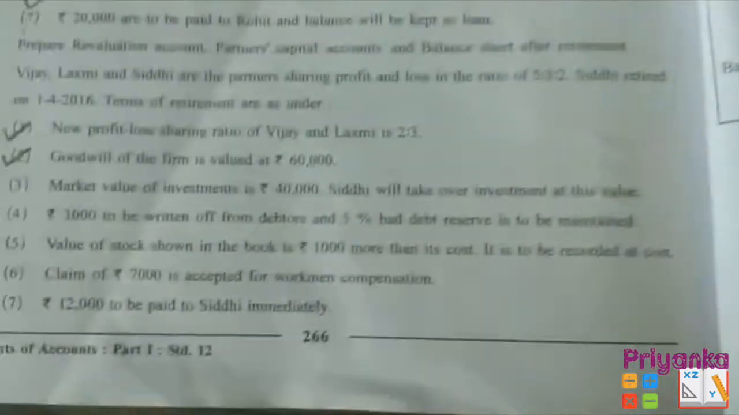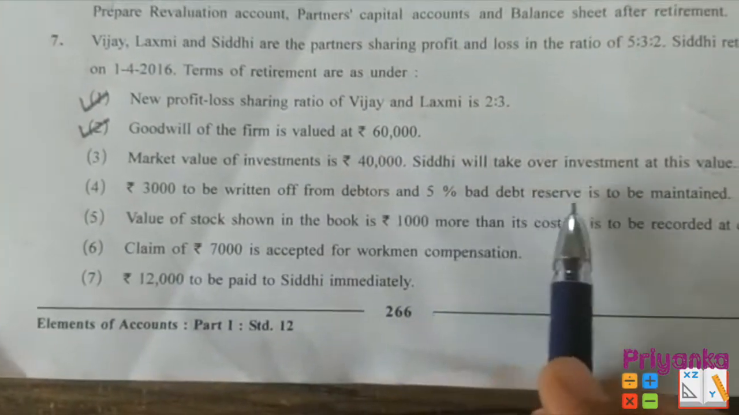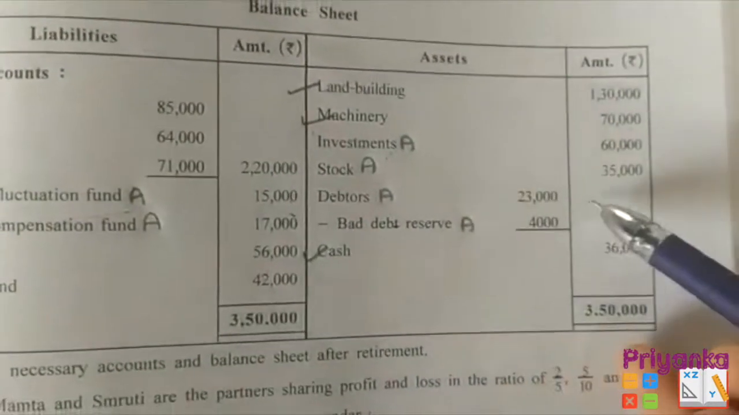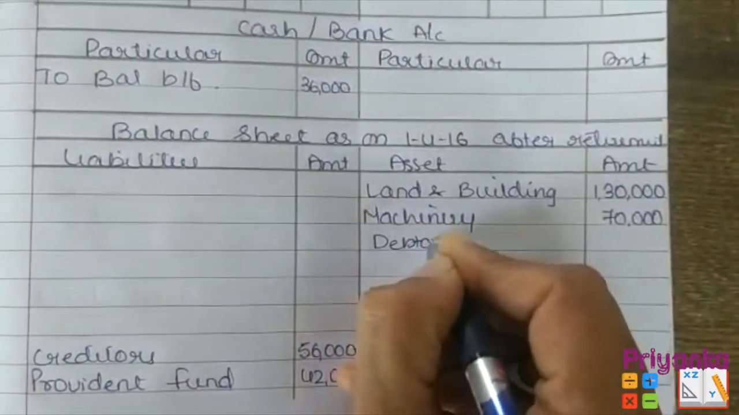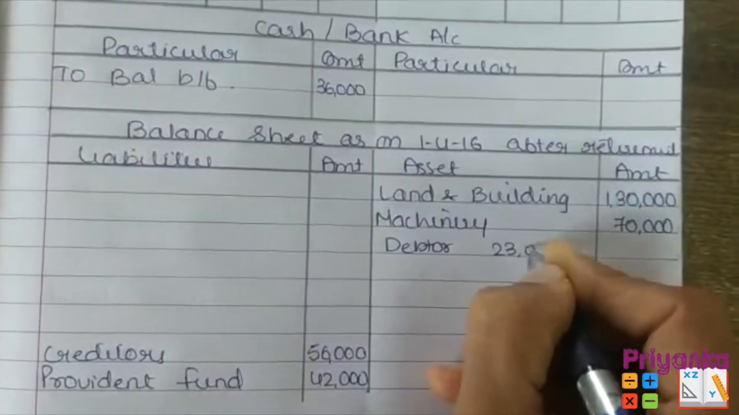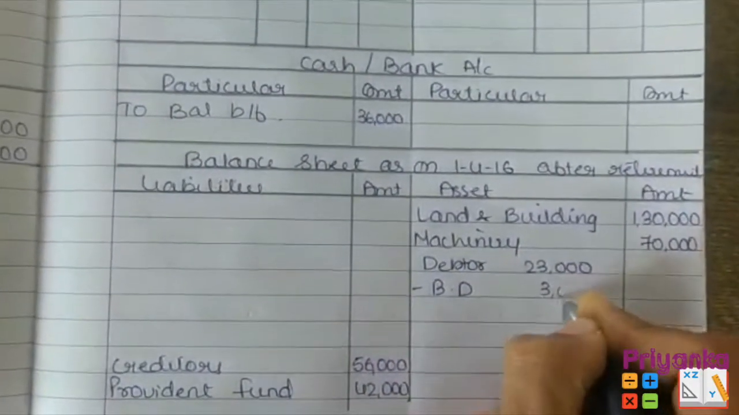That's it. Moving to the next, 3,000 is to be written off from the debtor and a 5% bad debt reserve is to be maintained. Let's check what the debtor's value is. 23,000. Come to the new balance sheet. Debtor 23,000. Here first we'll remove bad debt of 3,000.